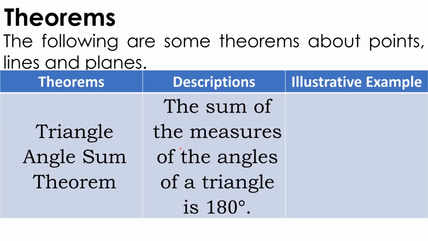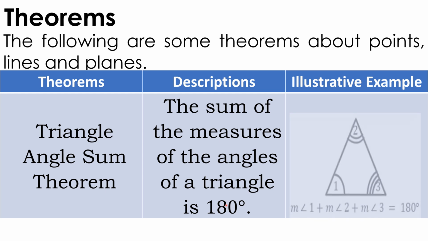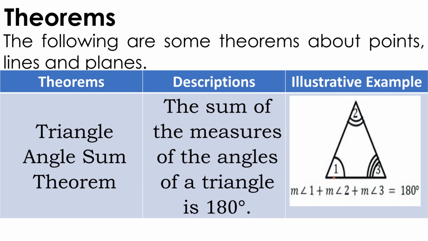Now the next one, or the last theorem we have, is triangle angle sum theorem. The sum of the measures of the angles of a triangle is 180 degrees. So we have here the illustrative example, angle 1, 2, and 3. The measurement of angle 1 plus the measurement of angle 2 plus the measurement of angle 3 is equal to 180 degrees. That is what we call the triangle angle sum theorem.